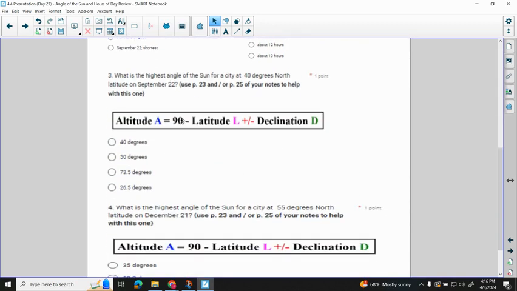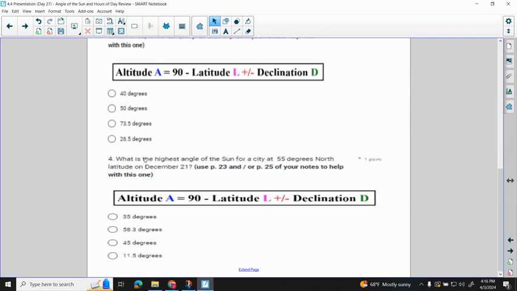For number three, this is what we worked on last time. You're going to do the altitude, or the angle of the sun, which is 90 minus latitude, and then plus or minus declination. On September 22nd, that's an equinox, meaning the direct rays of the sun are on the equator, which is 0 degrees. So your declination is 0. You're just going to do 90 minus latitude. 90 minus 40 is going to give 50 degrees. Okay, so that's that one.